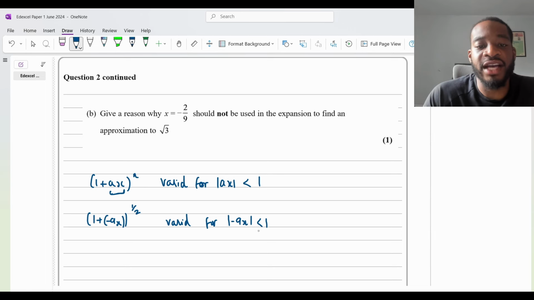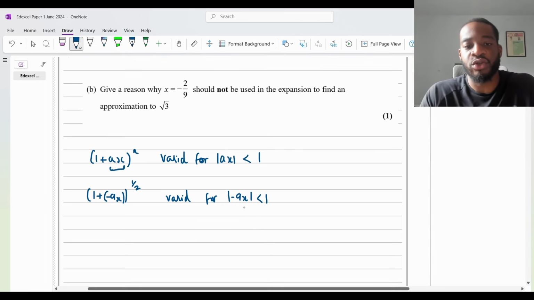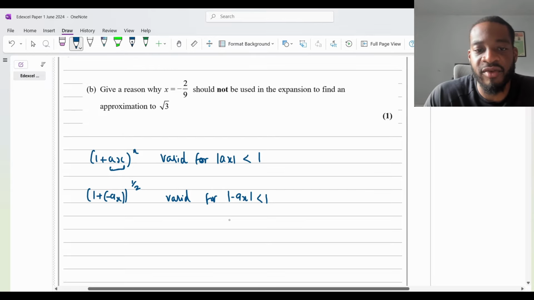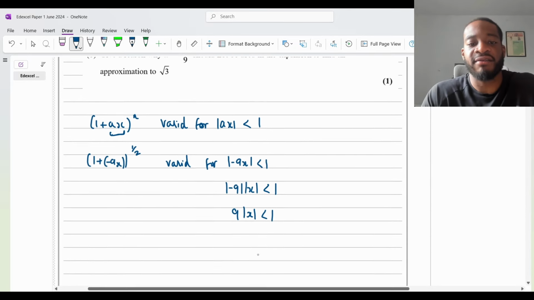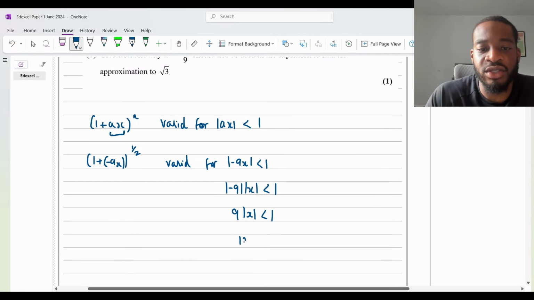Now, what values of x are these? Let's just do a bit of algebra. So remember, we can separate this. This is the same as the modulus of 9 times the modulus of x, which is less than 1. The modulus of minus 9 is 9, isn't it? So this is just 9 times the modulus of x is less than 1. Now we can divide through by 9. So we're going to have the modulus of x is less than 1 over 9, right?